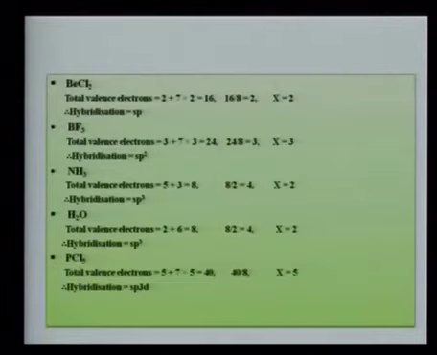Similarly, PCl5: surrounding atoms are 5, valence electrons in P are 5, and monovalent atoms are 5, so ultimately you will get H as 5. 5 means sp3d type of hybridization. Or you can take SF6: 6 valence electrons minus 6 monovalent atoms and 6 surrounding atoms, therefore you will get H as 6, which means sp3d2 type of hybridization. So you can calculate by using the formula.